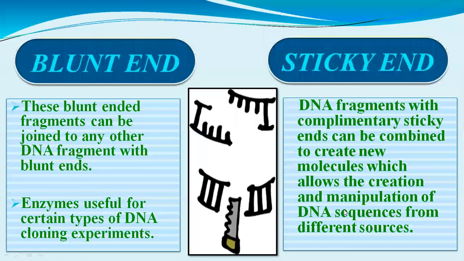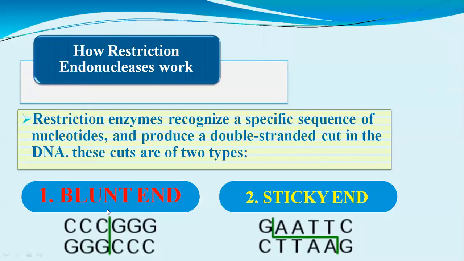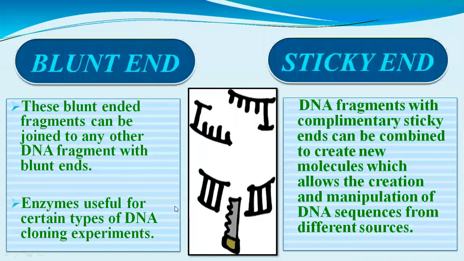And that completely depends on what kind of restriction enzyme you're using. So it's very important to understand that restriction enzymes recognize a specific sequence of nucleotides and produce a double-stranded cut in the DNA. These cuts are of two types. Either a restriction enzyme can produce a blunt end, or it can cut the DNA to give sticky ends.